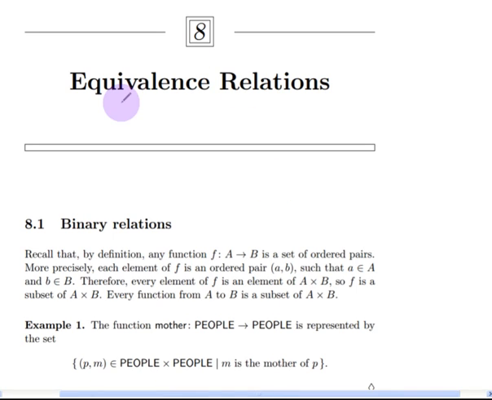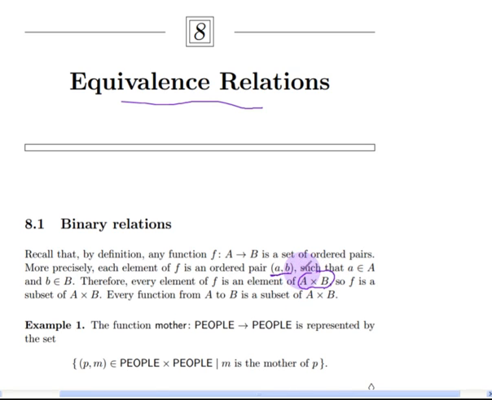Okay, let's talk about equivalence relations. Now, equivalence relations are in some sense similar to functions, but not quite the same thing. Remember that we said that you can represent functions as a set of ordered pairs. And that's also true for equivalence relations. Okay. Remember, the set of all possible ordered pairs is A cross B.